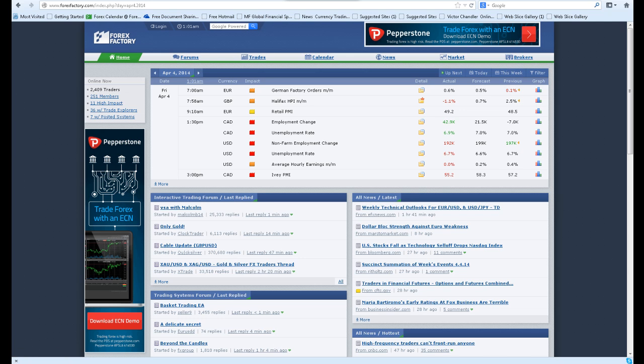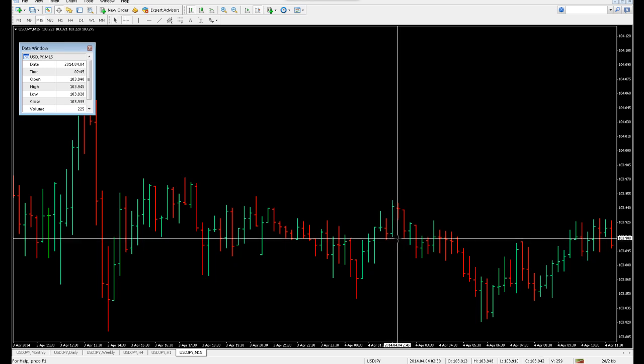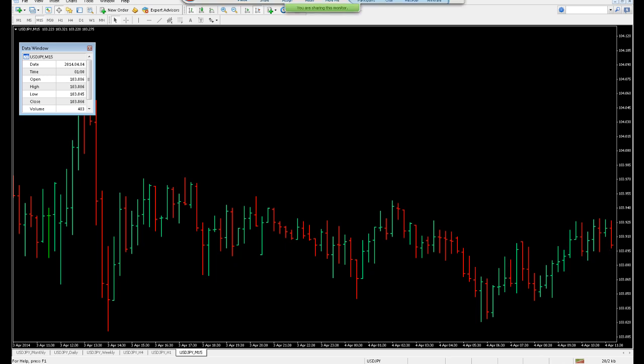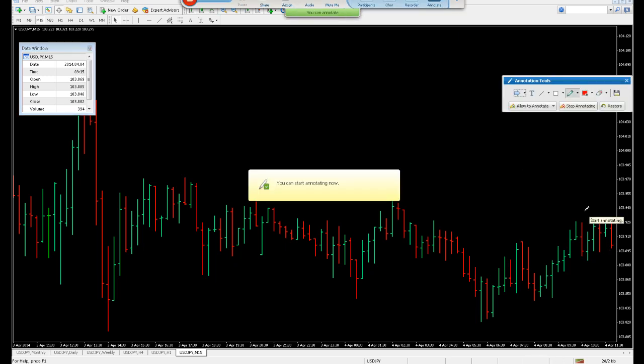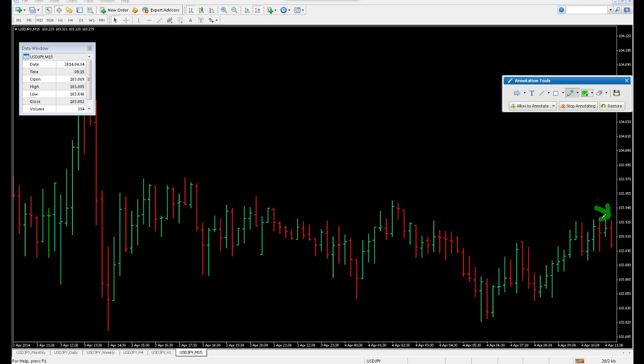Now let me show you an example here. This is dollar yen, and this is the 15-minute chart, so each bar over here represents 15 minutes. Let me just annotate this so that it gets clearer for you guys. What we are looking at is this bar over here, which is about half an hour before the news is going to be released.